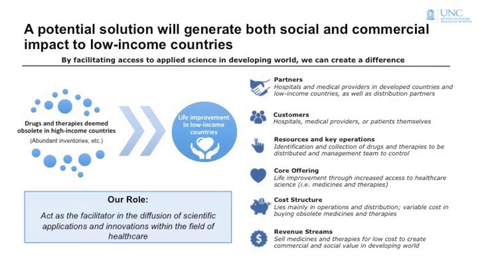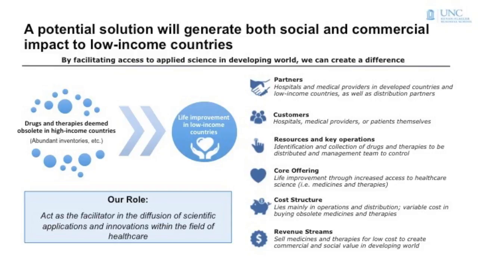This venture has 6 key aspects, the first of which is the partners. We would partner with hospitals, medical providers in developed countries and low-income countries, as well as distribution partners. Next, we have to look at the customers. Our customers can be hospitals, medical providers in these countries, or patients themselves. And once we decide that, we can create a distribution strategy that targets these customers. Another thing we have to look at is correctly identifying and collecting the drugs and therapies to be distributed, as well as overseeing them with the management team.